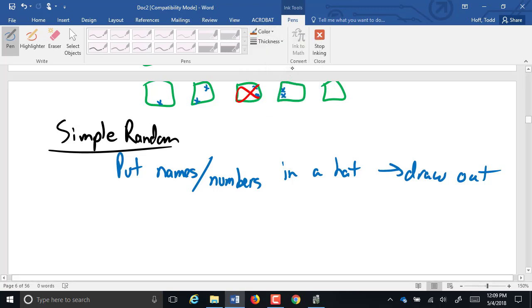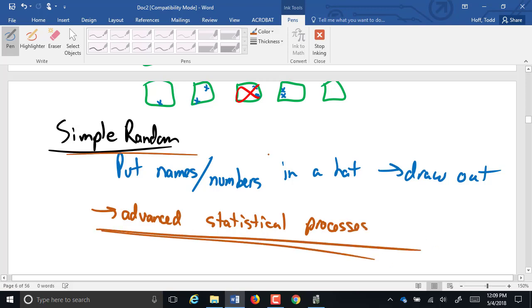In that case, every item still has an equal chance, 1 in 10, of being in the sample, and every possible sample has an equal chance of being selected. It is possible, not very likely, but it is possible that I could draw out the numbers 1, 2, 3, 4, 5, 6, 7, 8, 9, 10. That could be my sample. In most of my other methods, that wouldn't be possible. Some advanced statistical processes require a simple random sample. We're not going to get into any of those processes, but it's good to know where they come from.